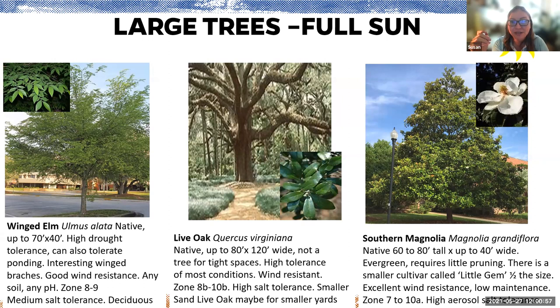Here are some large trees for full sun. The winged elm is a nice deciduous choice, right? We talked about using deciduous trees to our advantage as far as heating and cooling go, and so this would be a good choice for that. A native, it can get quite large, up to 70 feet by 40 feet wide. High drought tolerance, but it can also tolerate ponding. And it has really interesting winged branches.